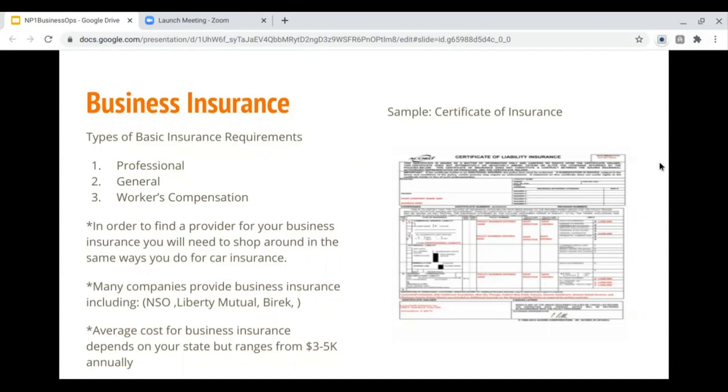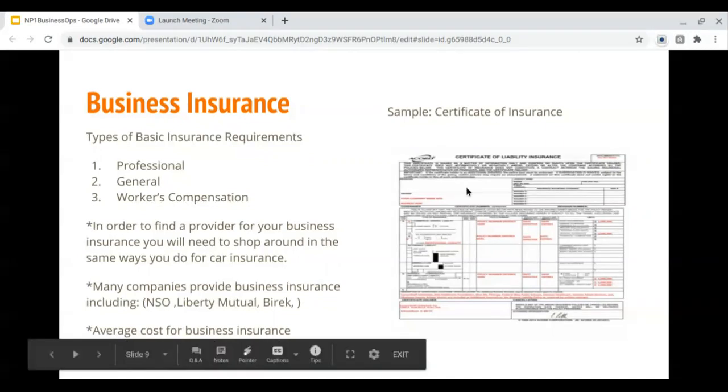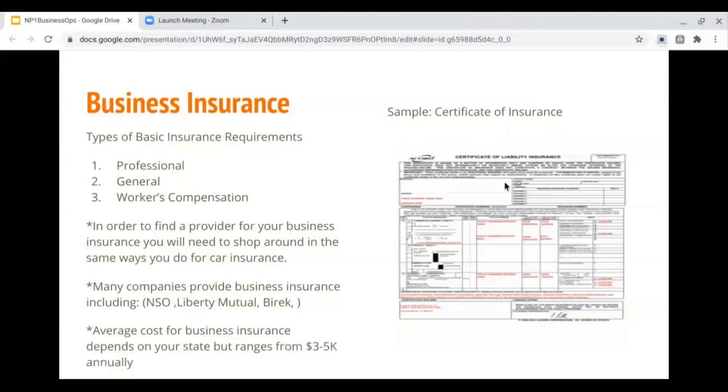I gave a sample here of your certificate of liability insurance. So when you're working with clients and they're looking for your certificate of insurance, this is kind of what they're looking for.